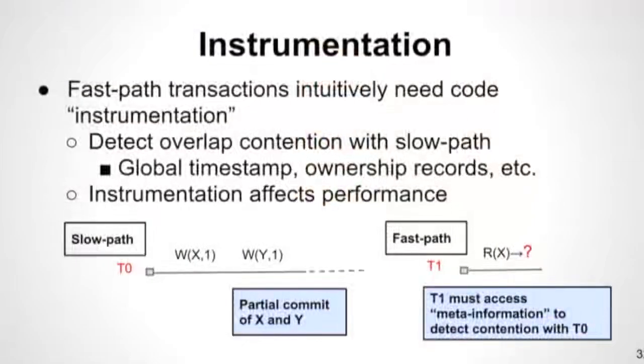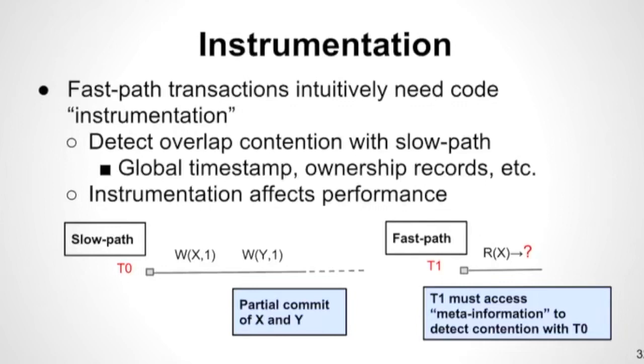So here's a simple example which I was alluding to. You have a slow path transaction. Now remember, this is not atomic, right? It is trying to write to two memory locations X and Y, but it's in a partial commit state. It's just that the process executing the transaction is very slow because we are in an asynchronous world, right?